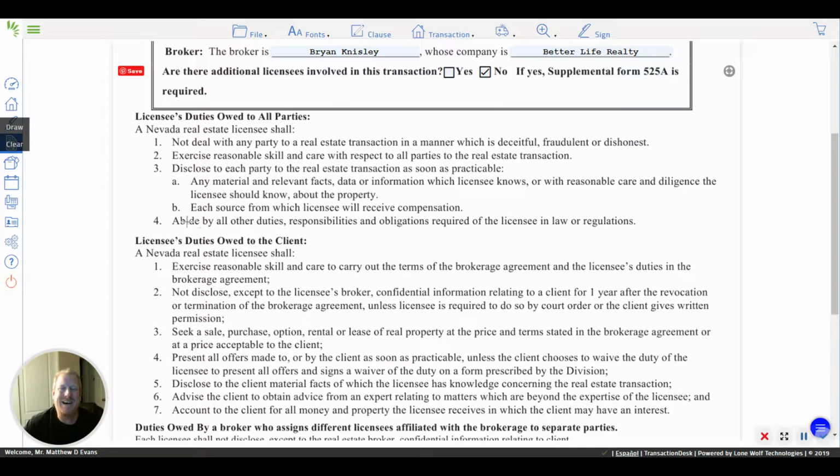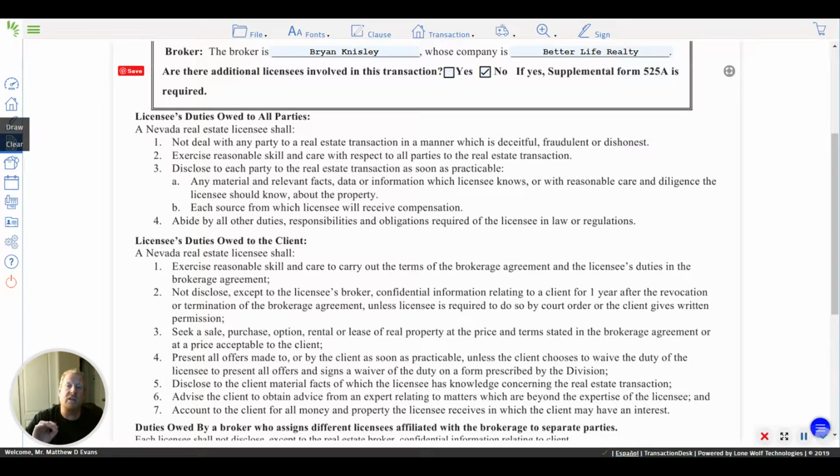Also, one thing very important as well, each source of compensation I will have to disclose to all parties. So what I'm getting paid, you will know. I must also abide by my other duties, responsibilities, and obligations required of the licensee in law or regulations. Now, here are my fiduciary responsibilities to you.